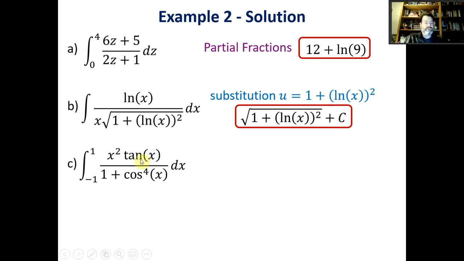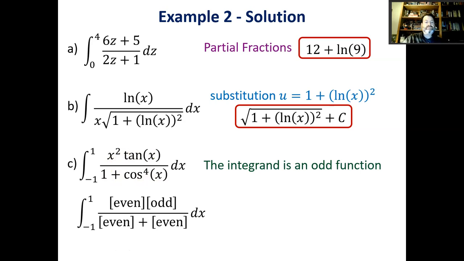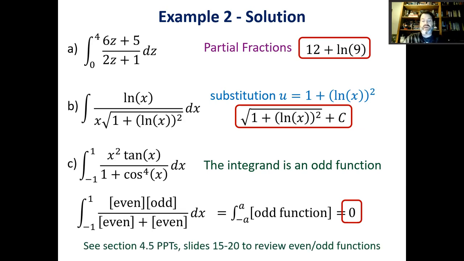One thing you might notice is that this function is even, this is even, this is even, and this is odd. Even times odd is odd. Even plus even is even. Odd divided by even is odd, which makes this an odd function. And the integral of an odd function from -a to a is 0. So the answer is 0. This is based on techniques we saw back in section 4.5, the first thing we studied in the class.